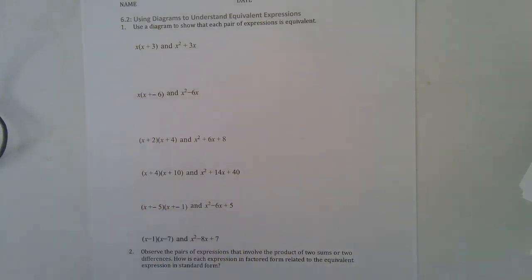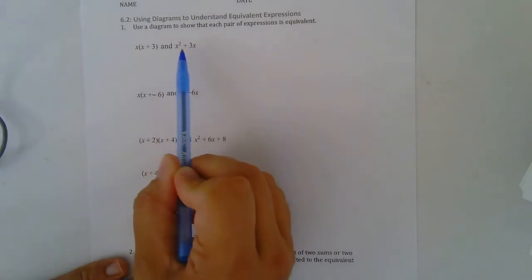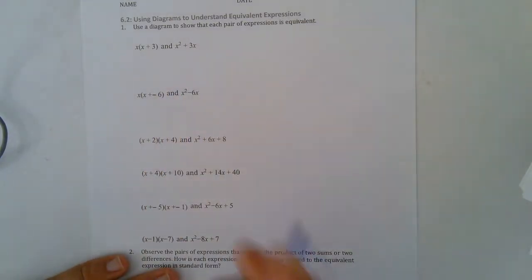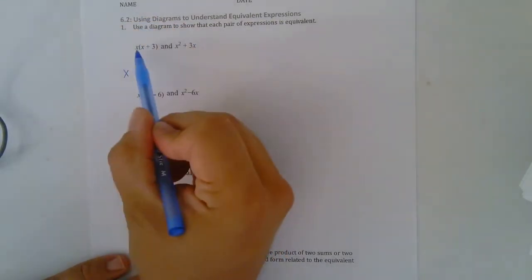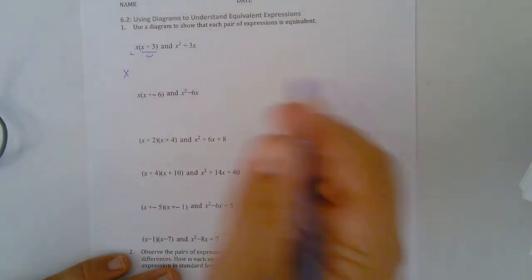So what we're going to do now is use a diagram to show that x times (x plus 3) is equal to x squared plus 3x. So if I were to draw this, on the outside, I'm going to draw that as my length. And then this piece right here, I'm going to draw as my width.